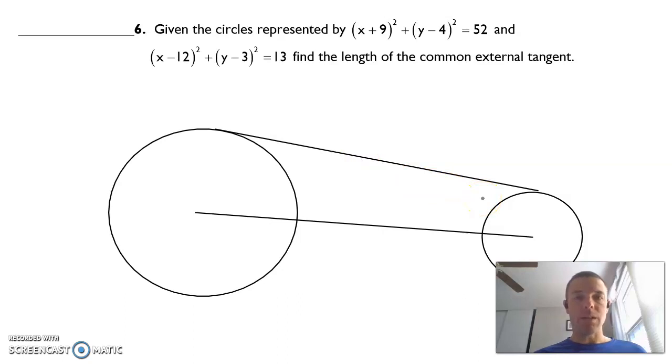So this is bringing back a lot of stuff from our circles unit, as well as we're going to have some distance formula and some coordinate stuff here as well. Go ahead and press pause and try this one.